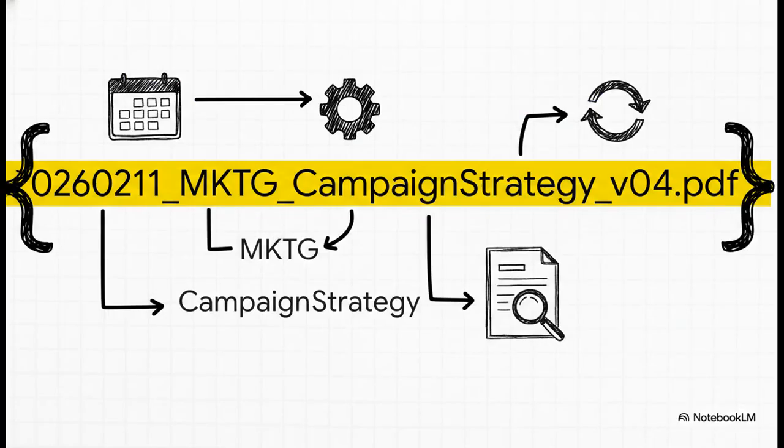And here it is in action. Just look at that. It's beautiful. Without even opening the file, you know exactly what this is. It's the 4th version of the campaign strategy for the marketing project, and it was created on February 11th, 2026. The file documents itself. This, right here, is what professional organization looks like.